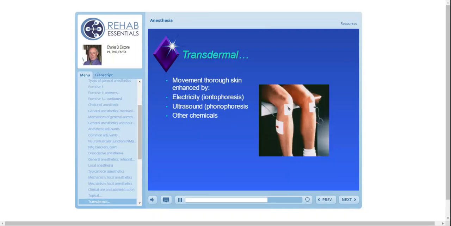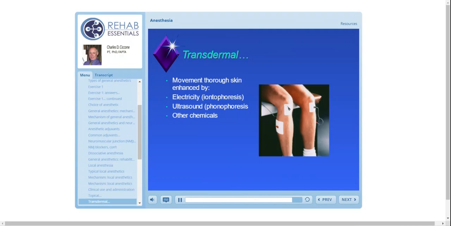Other chemicals can also be applied with the anesthetic to enhance their movement through the skin. And they're called just that, enhancers. So local anesthetics themselves aren't usually permeable to intact skin. And these other chemicals or these other physical techniques, electricity and ultrasound, may help improve the movement through the skin. We do, however, see patches used as well.